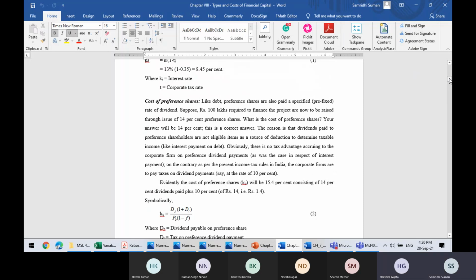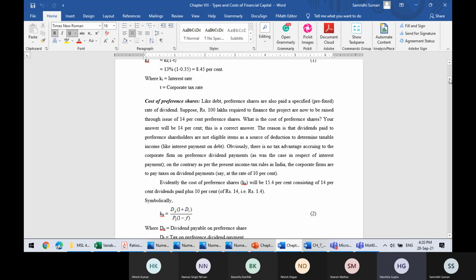Then there's cost of preference shares. Preference shares, I'm assuming that you all know what they are. Anybody who doesn't know what preference shares are, or should we recap on it? Yes, please, ma'am. You want a recap on it, Nitesh? Okay, fine. So there are two types of shares that we study, right? There are preference shares and then there are equity shares.